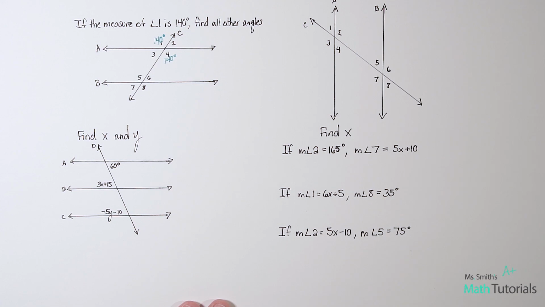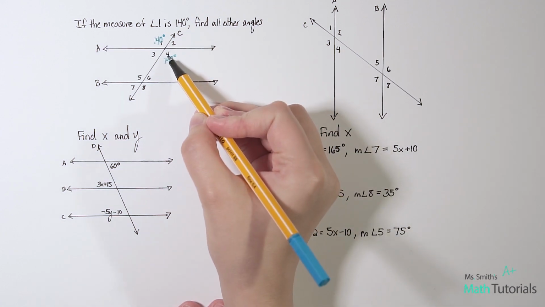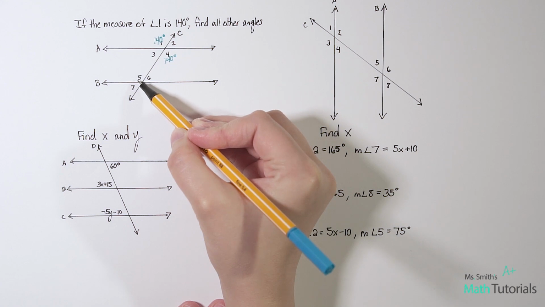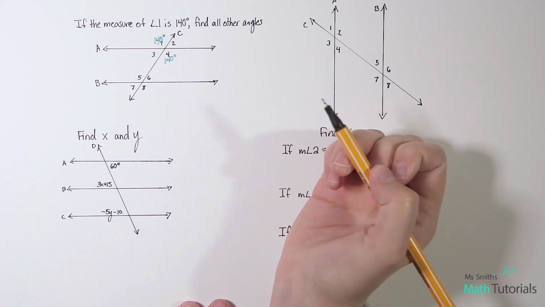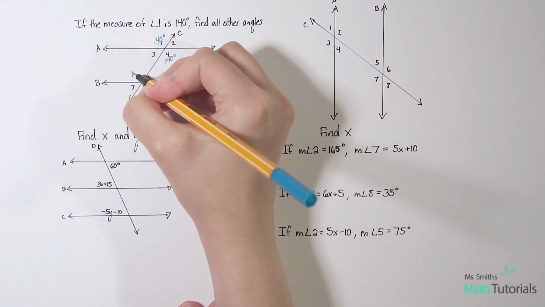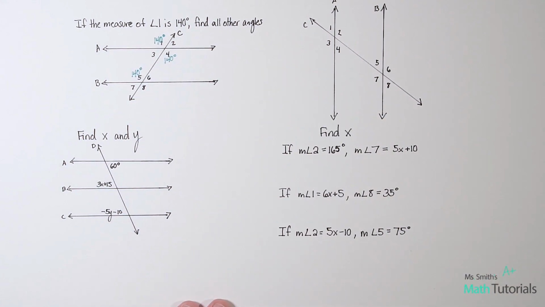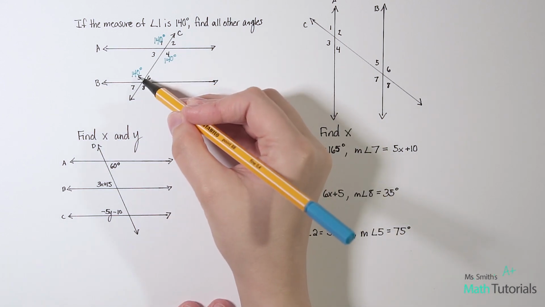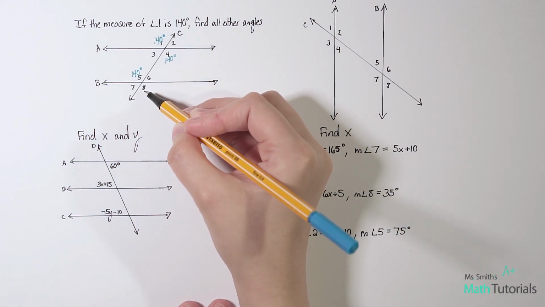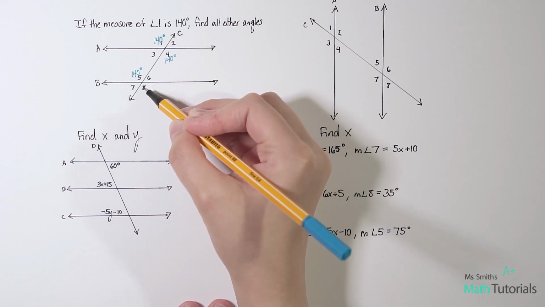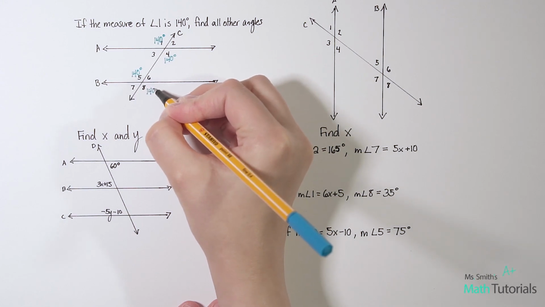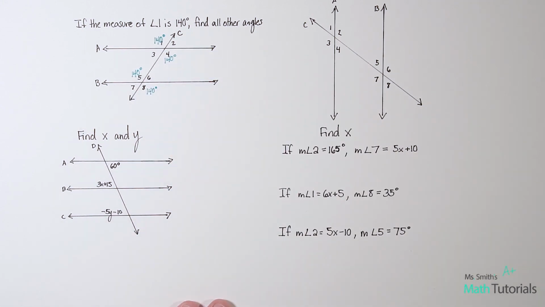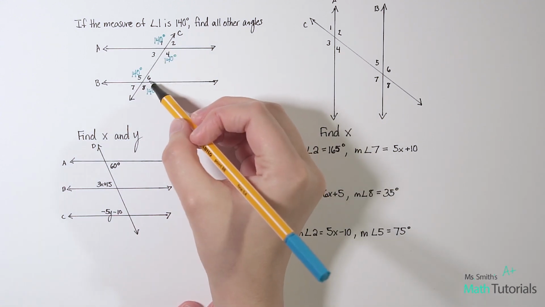All right, now from here, I could say, well, 4 is an alternate interior with 5, right? They're on opposite sides of the transversal. They're both on the interior of the parallel lines. So I can say 5 is also 140. And then from 5, I could say, well, 5 is a vertical angle with 8. So vertical angles are congruent, just like we did 1 and 4. So I can say 8 is also 140 degrees. Okay, so I filled in all my 140 degrees, but what about 2, 3, 6, and 7?